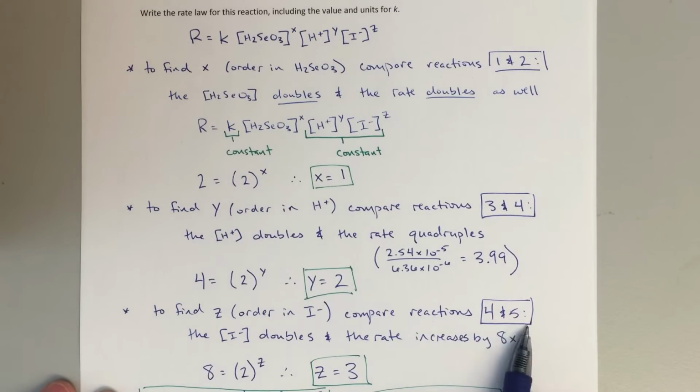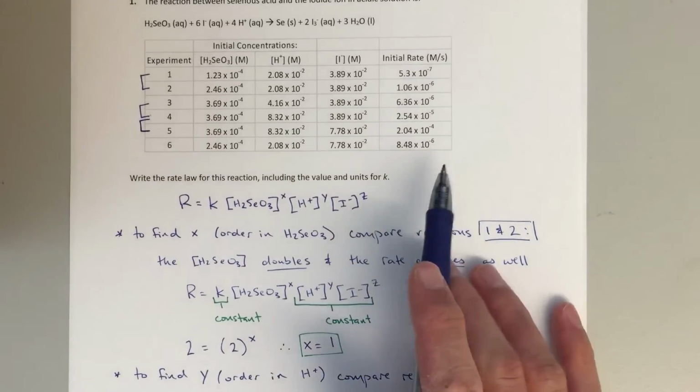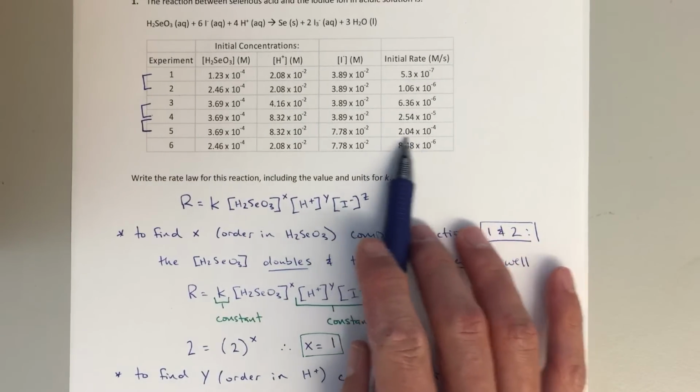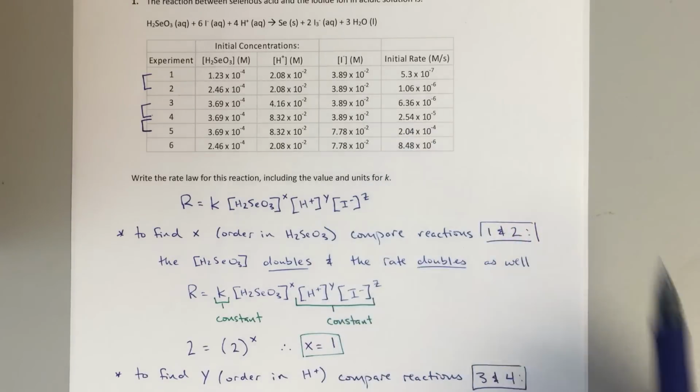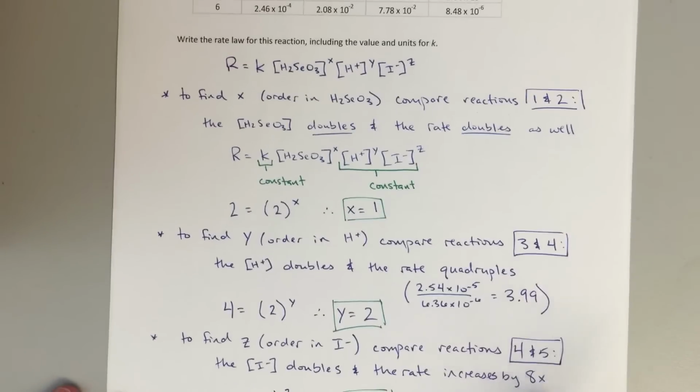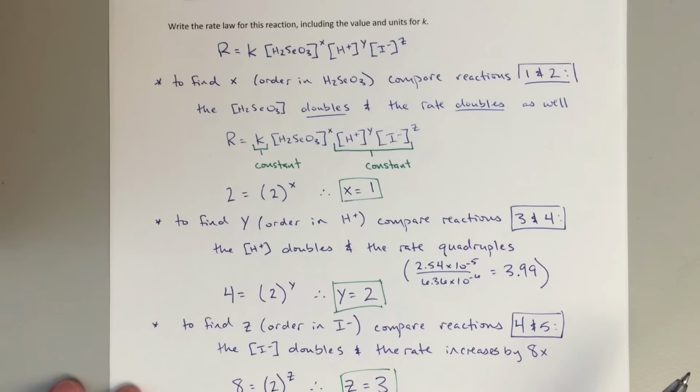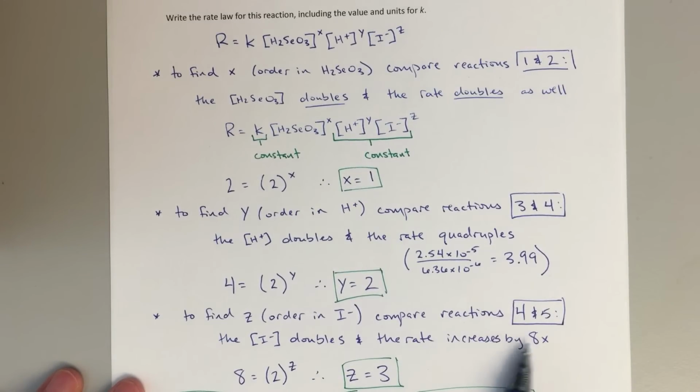So compare reactions 4 and 5. The I- concentration doubles, and the rate increases by a factor of 8. It increases 8 times. Looking at how I got that value, 2.04 divided by 2.54 times 10 to the minus 5th, that gives me a factor of 8. So if the rate increases by 8 times, 8 is what I put in for my R value, equals 2 to the Z. That will allow me to solve for Z, equals 3, so third order in I-.